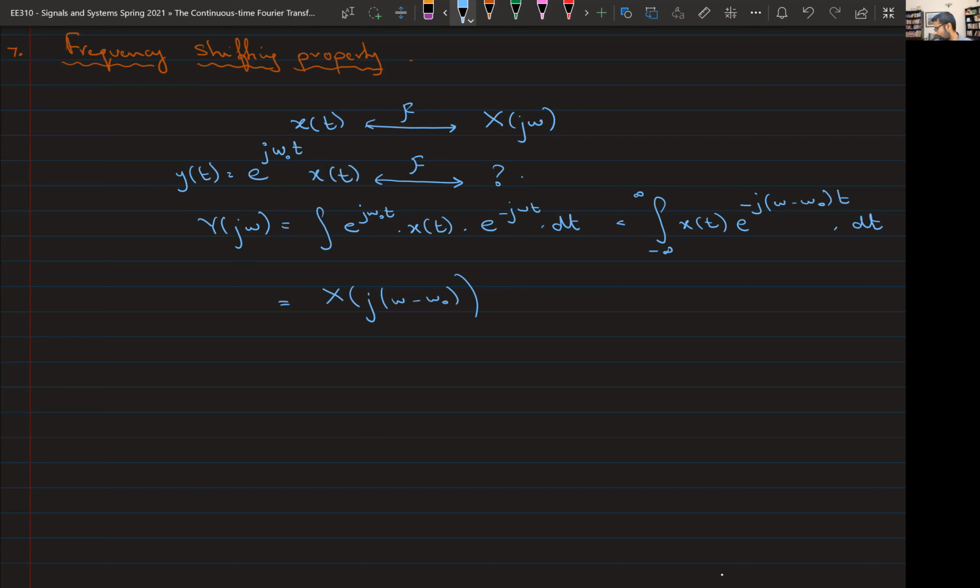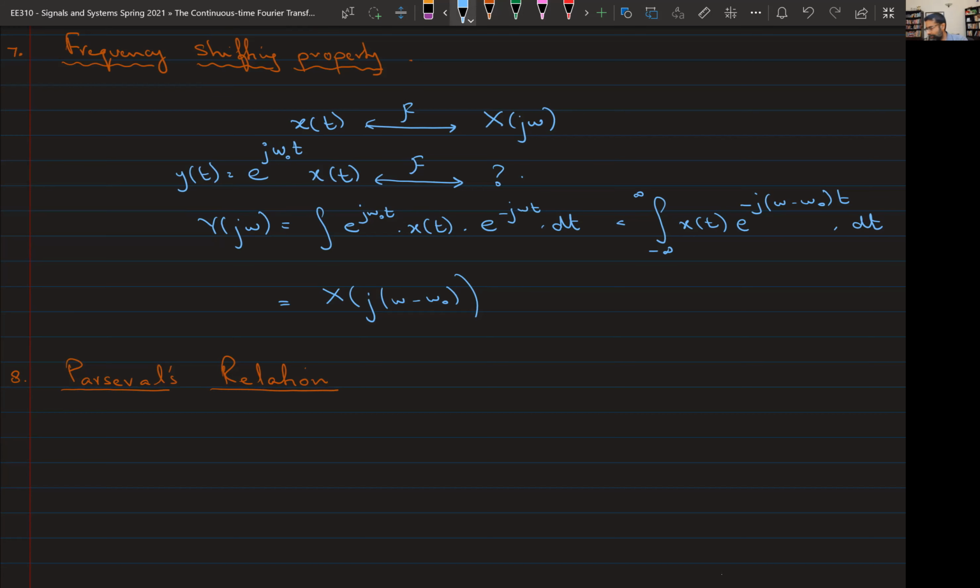Okay, so we have 10 minutes. Let me talk about Parseval's relationship. What was Parseval's relationship in the Fourier series? In the Fourier series, the power in the time domain is equal to the sum of the absolute squared of all the Fourier series coefficients. That's what the Parseval relationship is. A similar thing holds true for aperiodic signals as well.